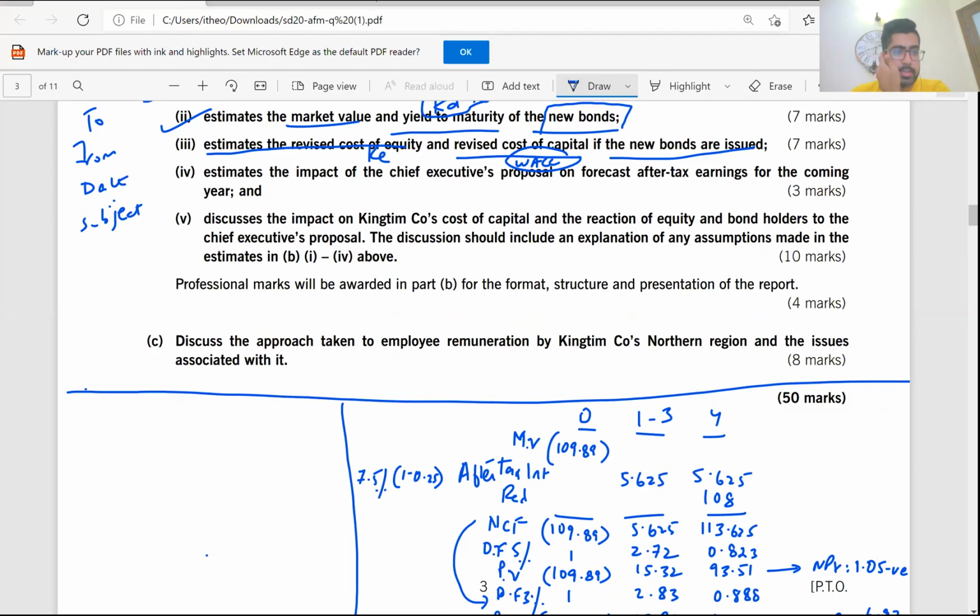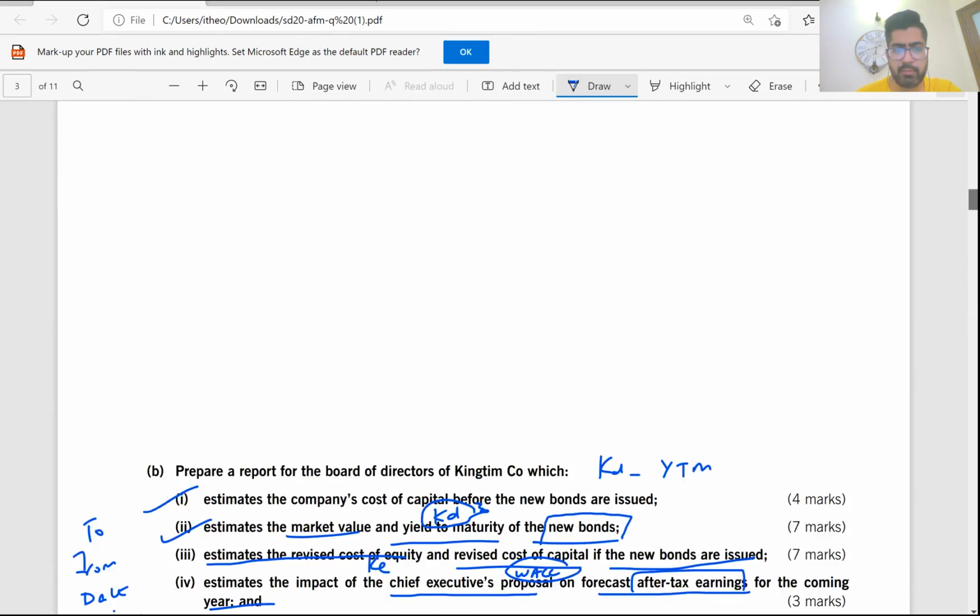Now there is just one last calculation part in this. Estimate the impact of CEO's proposal on forecast after-tax earnings for the coming year. What is the CEO's proposal? Raise bonds worth 60 million, 0.6 million $100 bonds, 60 million, and invest in the outdoor sector. Okay, this was the CEO's proposal: raise new bonds and invest in the outdoor sector. Estimate the impact of this proposal on forecast after-tax earnings for the coming year. Just 3 marks, very easy to form it.